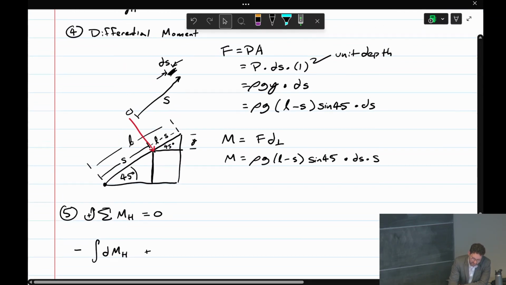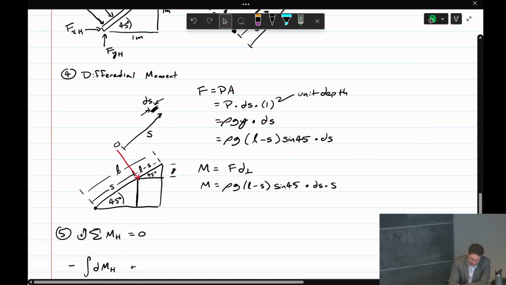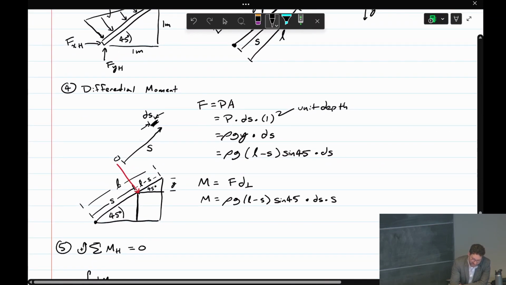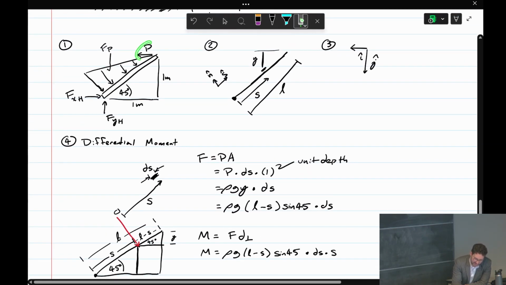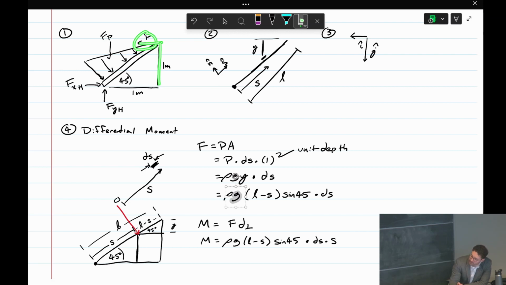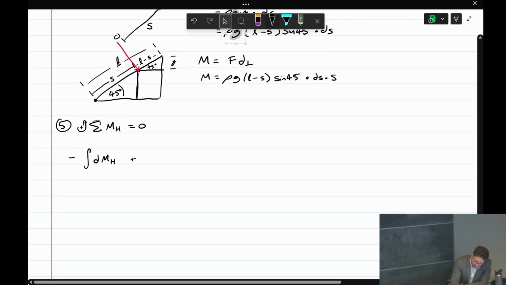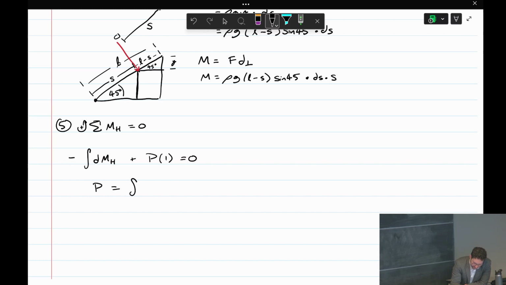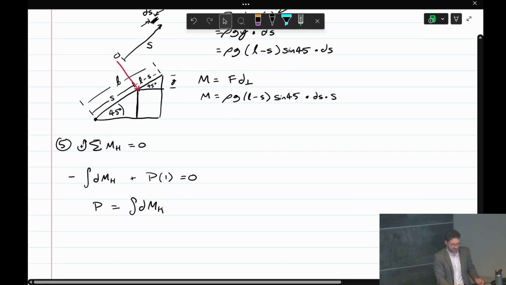plus that force P. Just to clarify, the P here is not pressure, it is the force that we're applying that we want to compute. The moment arm for P is straight horizontal, so the moment arm is that 1 meter. So plus P times 1. That means that P is equal to the integral of dm_h.